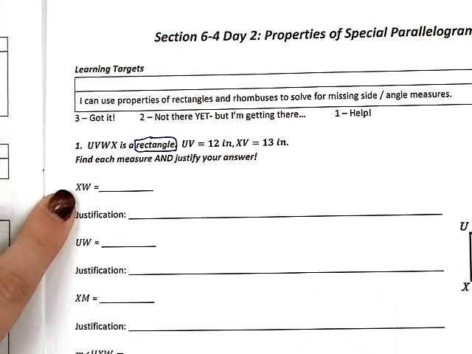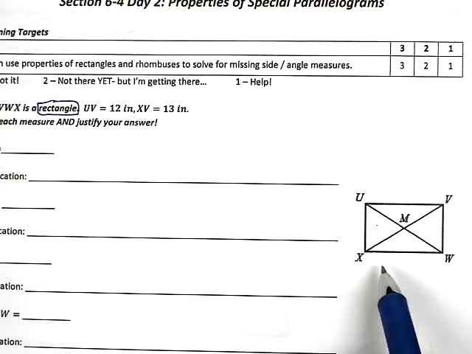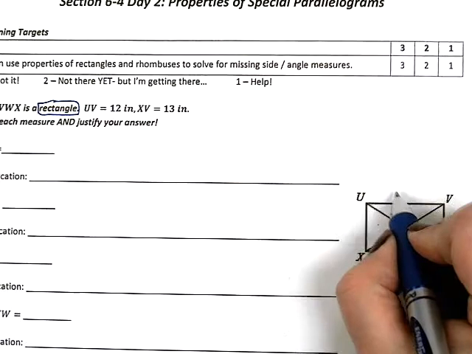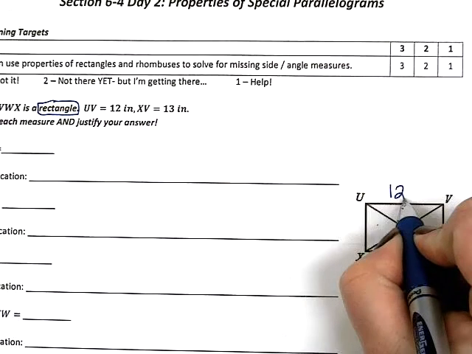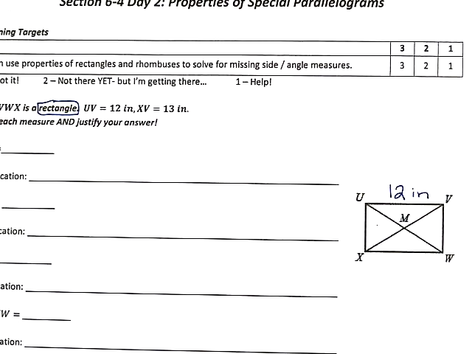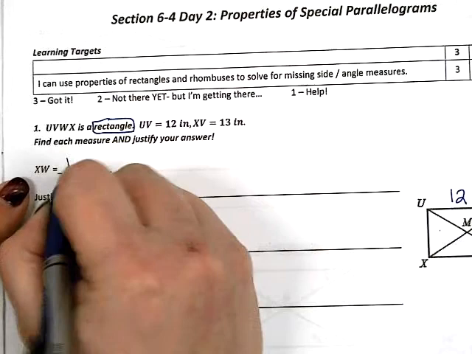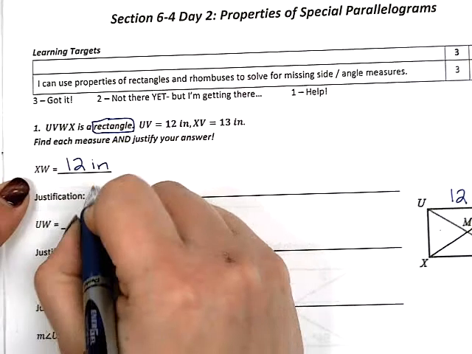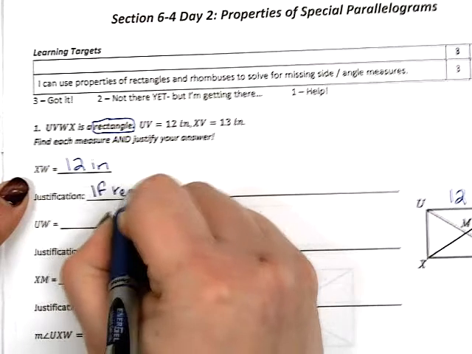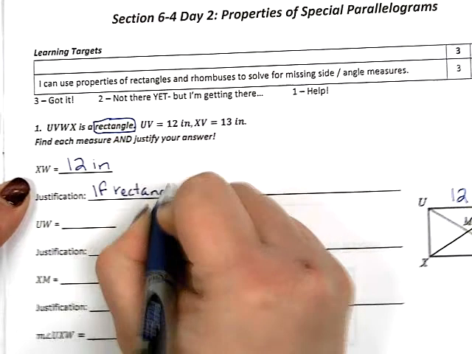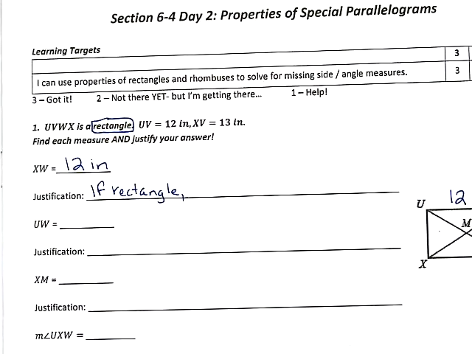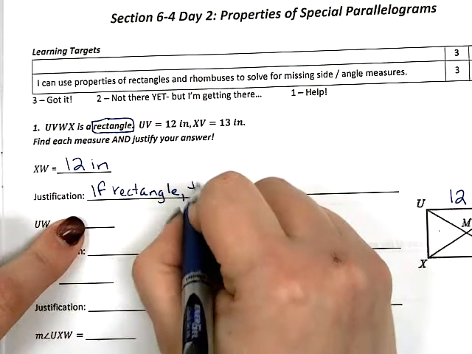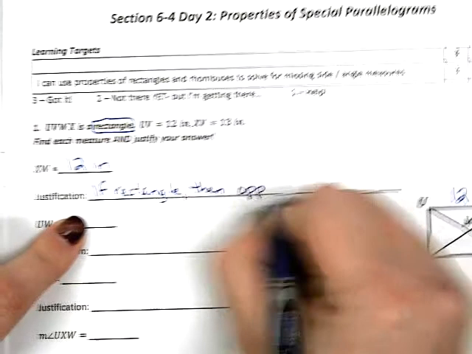It says that XW is what we're looking for. Well, XW is over here and we were given that UV is 12 inches. It has all the properties of a parallelogram, which means the opposite sides are congruent. So XW is 12 inches. And our justification for that is: if rectangle, because that's what we started with, right? We started with a rectangle. So if we have a rectangle, then opposite sides are congruent.